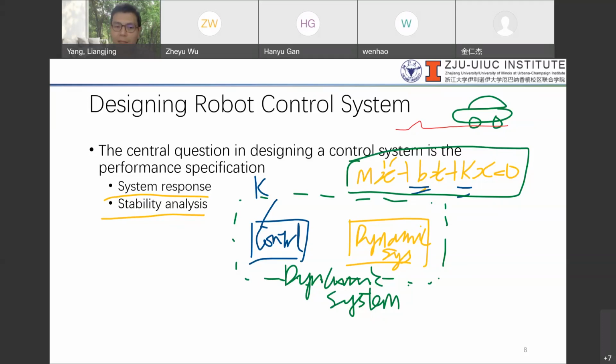And for stability analysis, we will take a very quick look at it when we talk about this second order system. Of course, you can send in the right kind of input to produce the state of the system.